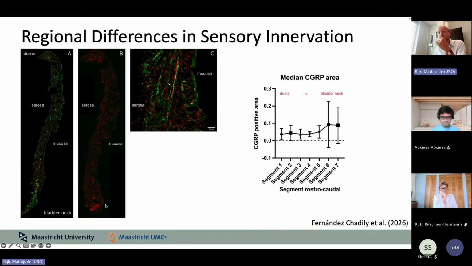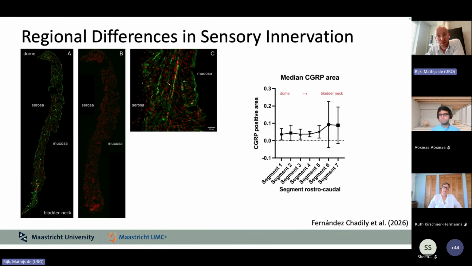And these are mostly the nerve fibers that respond to, so these are C fibers. They respond to pain and to chemical stimulation, and not so much to stretch. But we see that there's an increase in those fibers towards the more caudal segments. So towards the bottom of the bladder, there's more CGRP, and this shows that there's a heterogeneity in the distribution of these fibers along the rostrocaudal axis of the bladder.